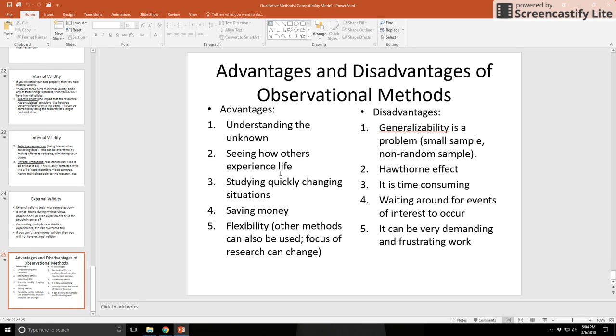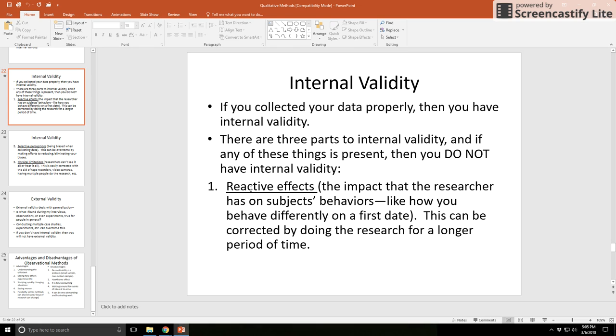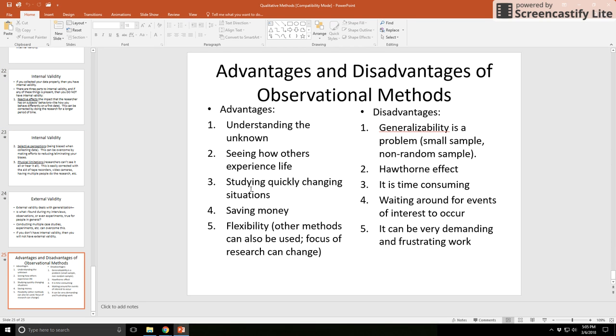And then lastly, you can read through this, some advantages and disadvantages of observational methods. Like right here, if things change quickly, you get to see things as they change. You see how people experience life. You can understand things that you may not have thought to ask. But the problem is the Hawthorne effect. Again, the Hawthorne effect goes right back to here. Are people reacting to you instead of behaving as they normally would? It's tough to study large groups, so is what you do generalizable? It can be very demanding, and sometimes you have to wait around for a while.